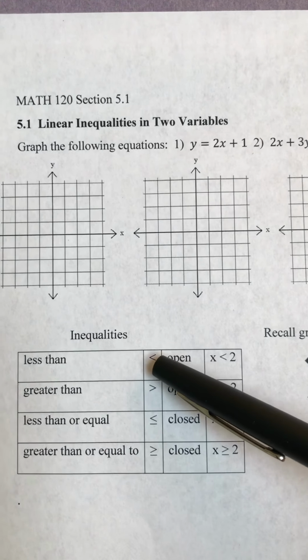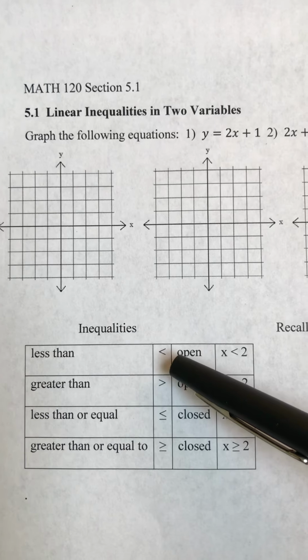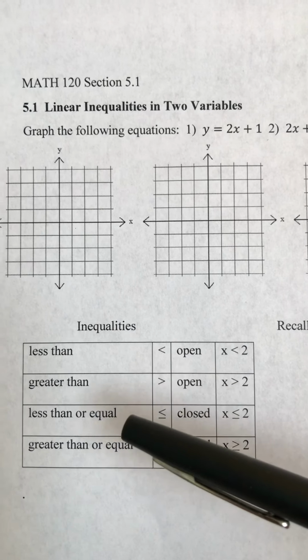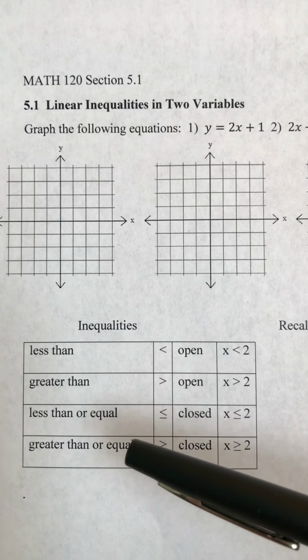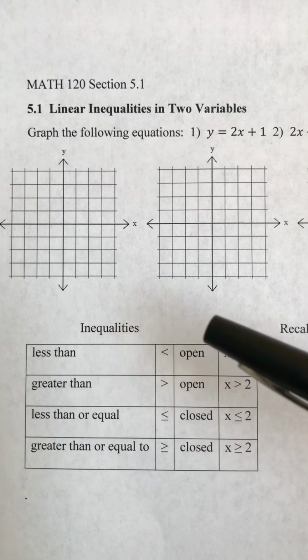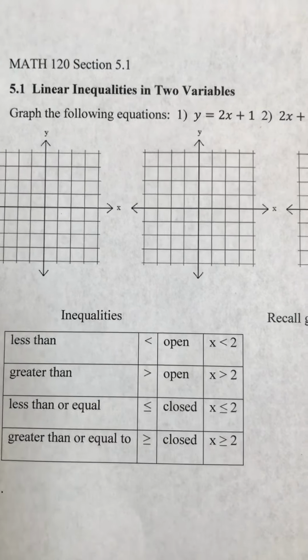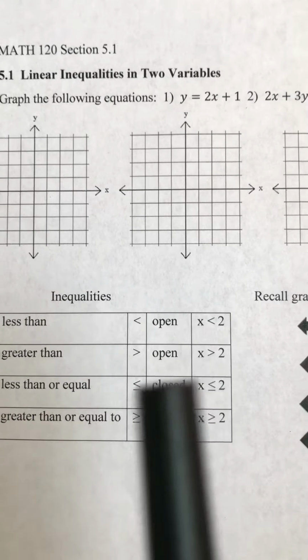So I want you to note the words for these symbols: this one is less than, this one's greater than, this one is less than or equal to, and this one's greater than or equal to. And these are the inequalities that we are going to be working with. Okay, we'll talk more about that.